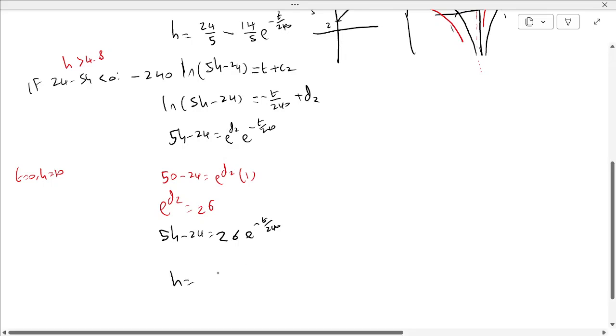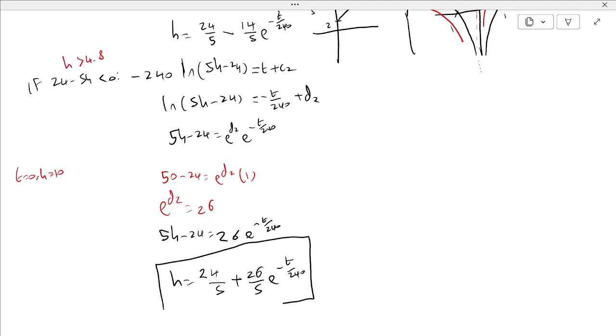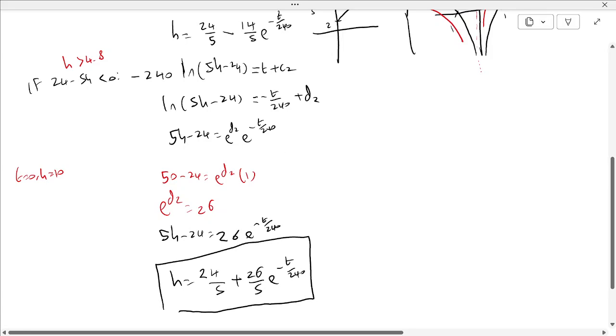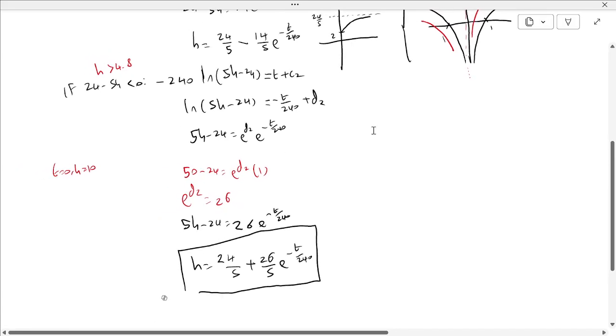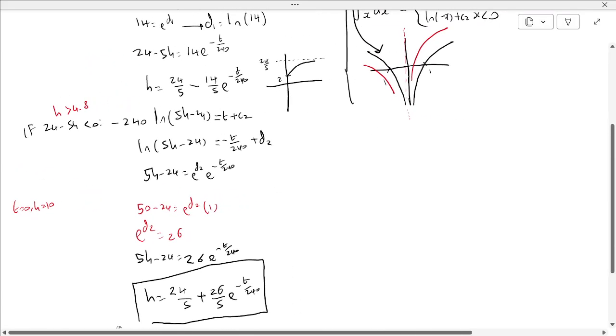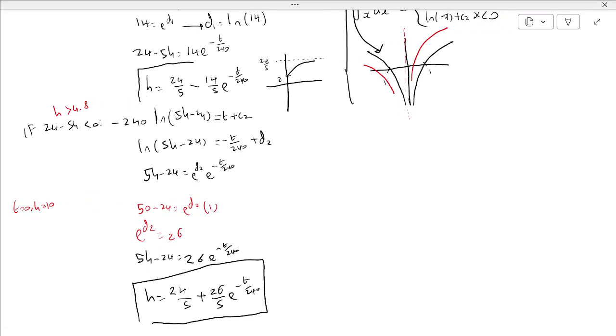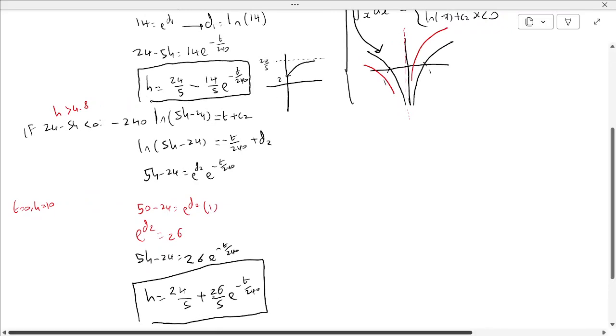So h is actually going to be 24 over 5 plus 26 over 5 e to the minus t over 240. This is our solution here. And this is a very different structure to our other solution. If I zoom out, in our other solution, we were taking away the exponential. Here we're adding on the exponential.